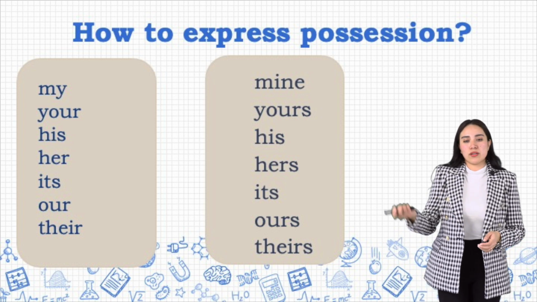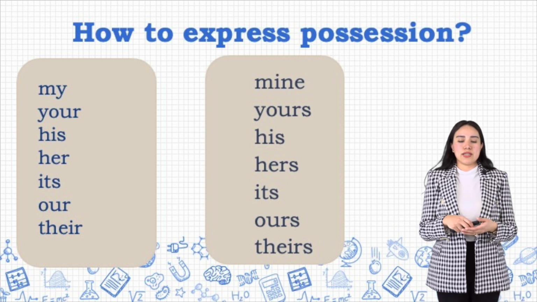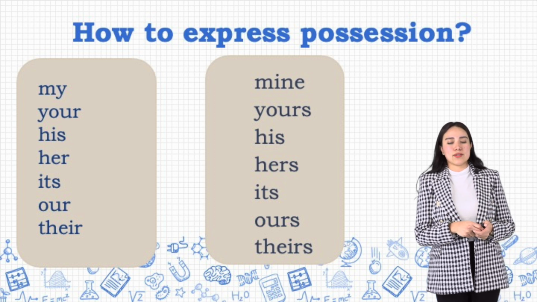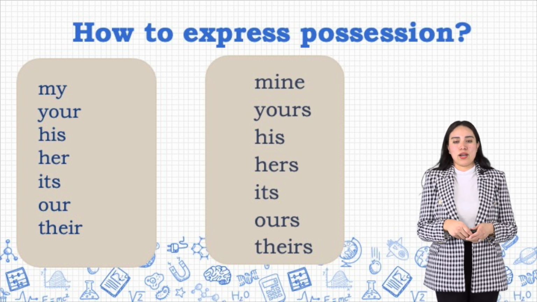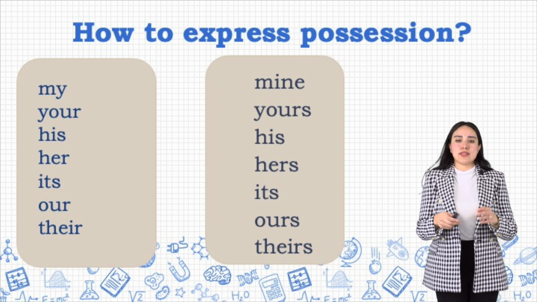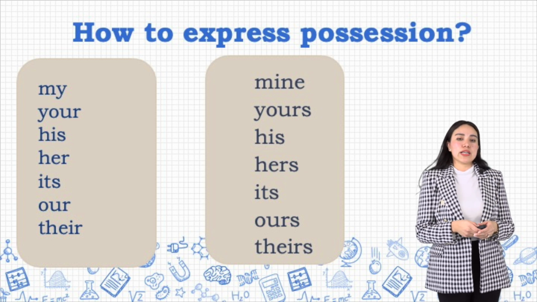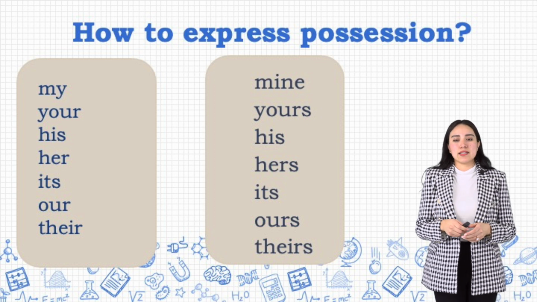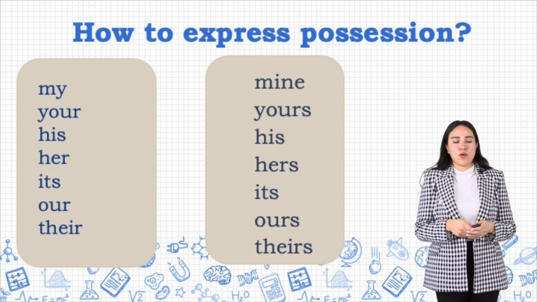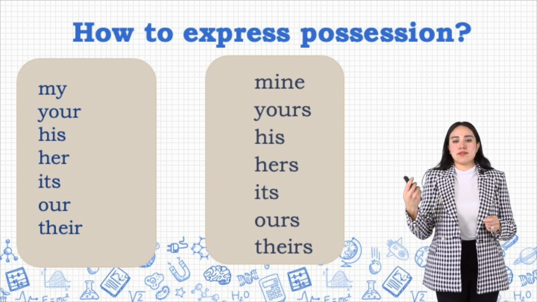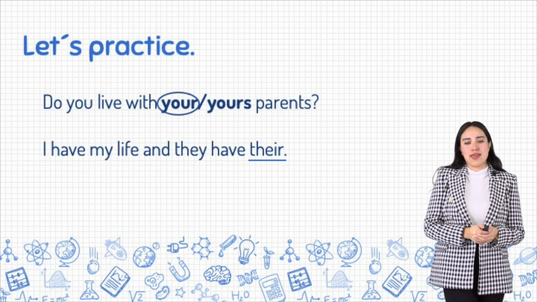And what happens with the following column? We have mine, yours, his, hers, its, ours, and theirs. In this case, we don't need a thing or a person after these words. For example, this computer is mine. As you can hear, we don't need a subject, a thing, or a person after these words. So we're going to practice with these words.